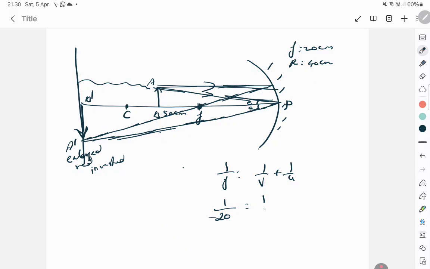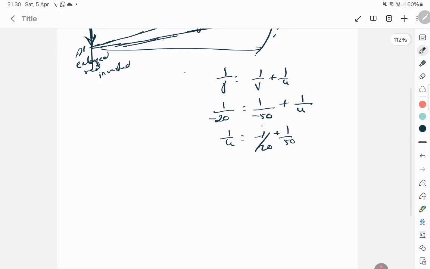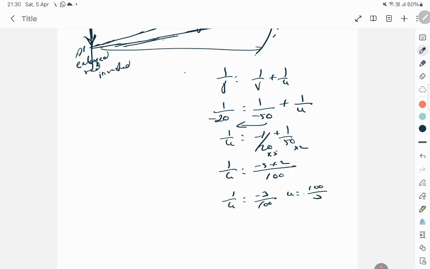So 1/f is equal to 1/v. You know what should be the v. v is minus 50, because it's again to the left of the pole. That's where your final image is. Plus, you don't know where the object should be. So then 1/u is equal to minus 1/20 plus 1/50. Taking this to the other side, 1/u is equal to, let's keep it as 100. 5 twos are 100, and 2 fives are 100, so minus 5 plus 2 is 1/u equal to minus 3/100. So u is equal to 100/3 with a negative sign. 3 threes are 9.